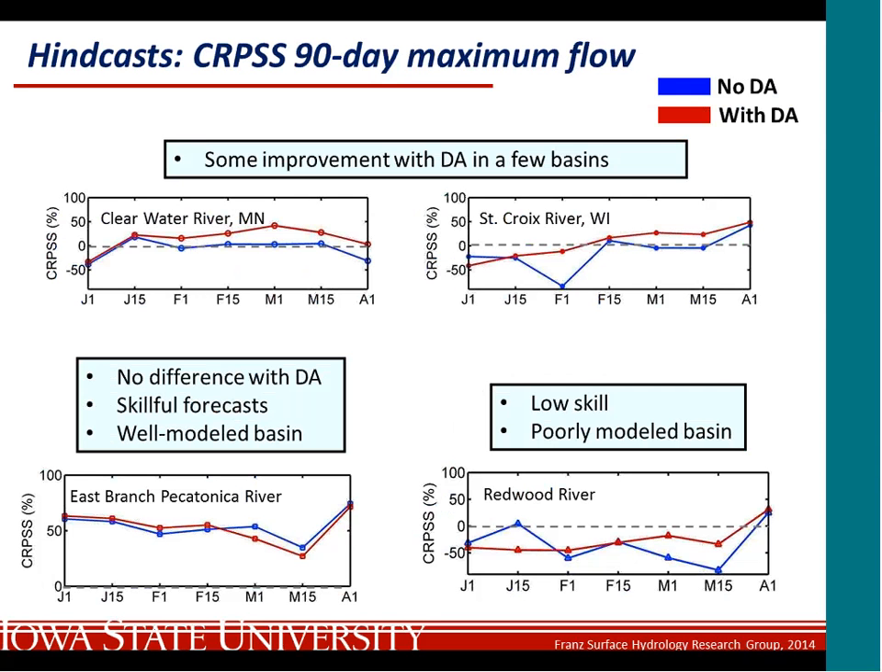In some of the watersheds, we did see improvements. With the DA, we go from having no skill over here in the St. Croix River to, around mid-February, starting to see some skill when we apply the DA. In the Pecatonica River, which is a very well-modeled watershed, it really didn't make any impact whatsoever on the skill of the hindcast with respect to this particular variable. And then in the watersheds, this Redwood River one, for example, and the ones that were very poorly modeled, again, we didn't see much impact. So the DA didn't overcome some of the difficulties of modeling those watersheds.